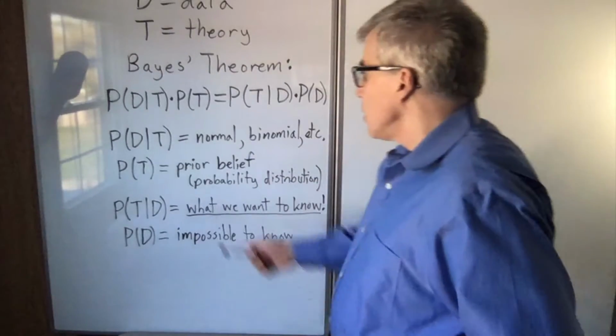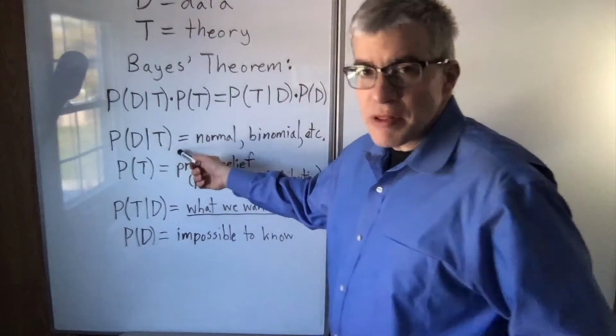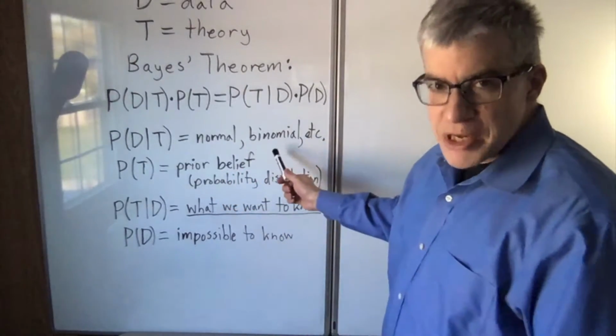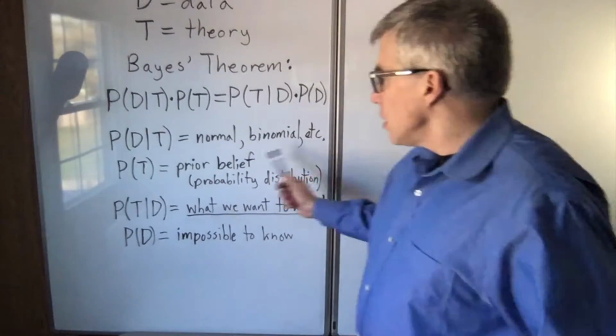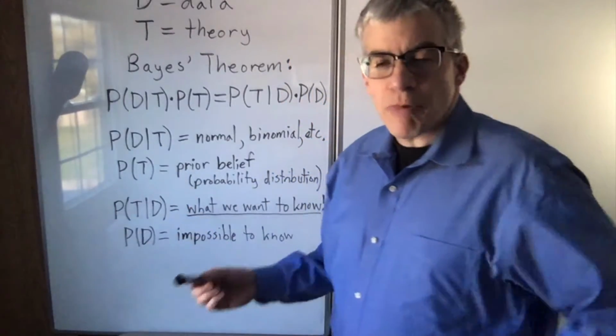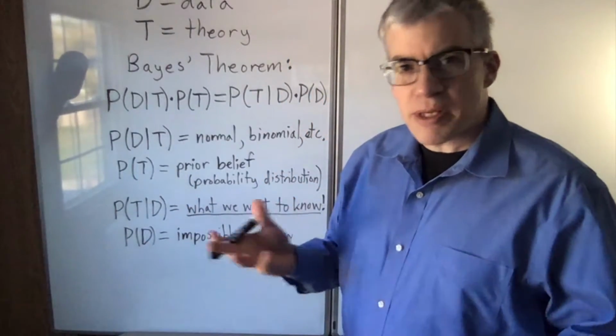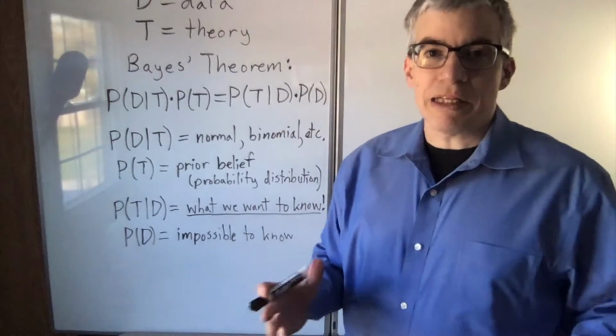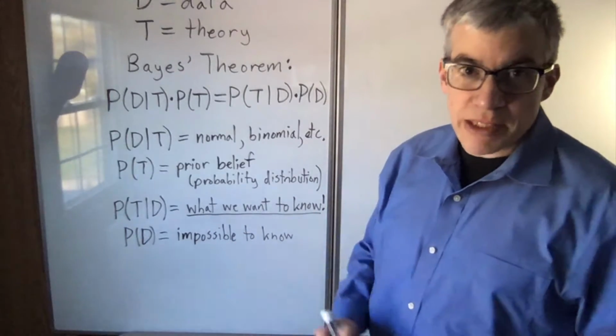Breaking it down, the probability of getting the data given the theory, that's what they usually calculate in probability class. Normal distributions, binomial, etc. We know how to do that. The probability of the theory being right, well, you need to put something in, an assumption, your prior beliefs about what's likely to be the true value of the mean, etc.